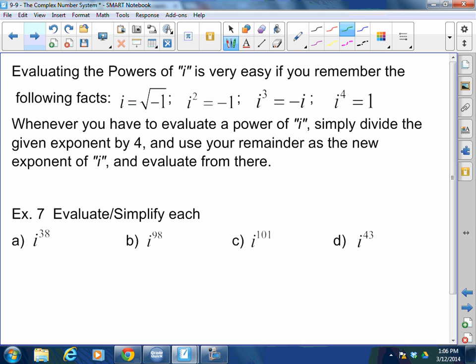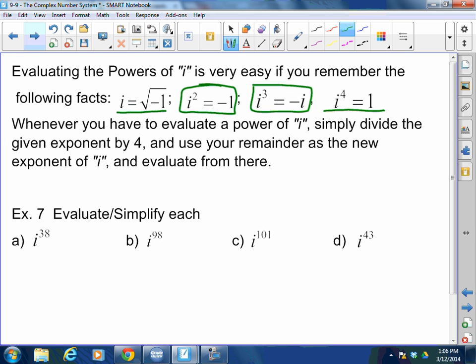Let me explain. Evaluating the powers of i is very easy. If you remember, first of all, the following facts. i is the square root of negative 1. i squared is negative 1. i cubed is negative i. And i to the fourth is 1. So when you're looking at i to a certain power, wouldn't it be safe to say that every set of 4 i's comes out as a whole number 1?